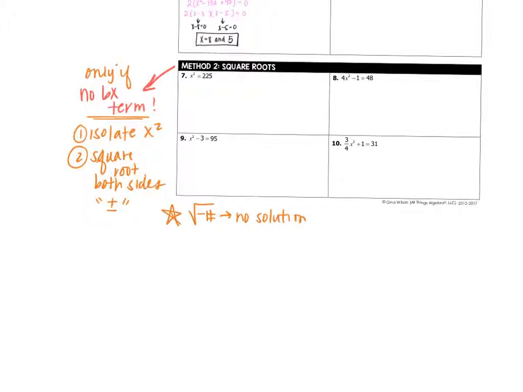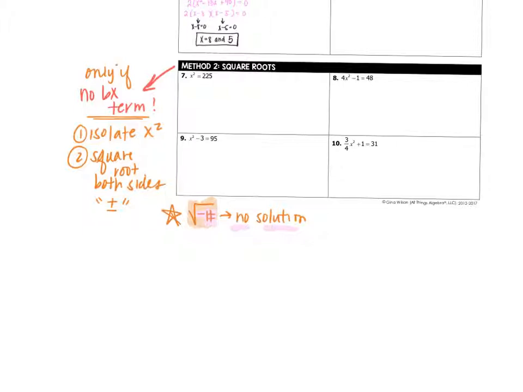This is also the first time we see the potential for no solution. So if you do your math correctly and you end up with a negative number underneath the square root sign, that is automatically a no solution because there is no such thing as the square root of a negative number.